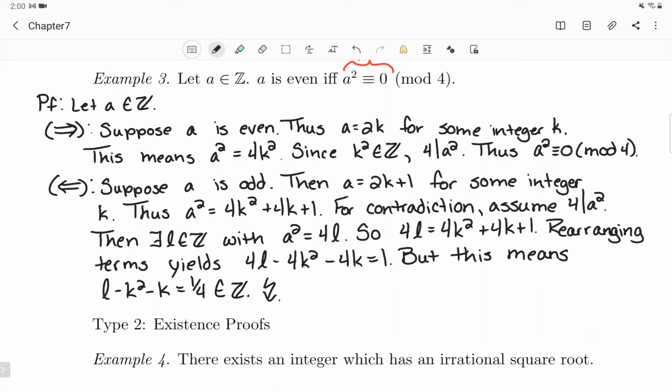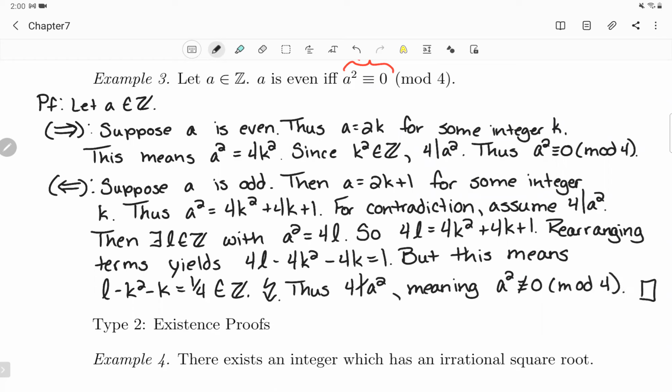All right. So this means there's a contradiction. Thus, 4 does not divide A squared, meaning A squared is not congruent to 0 mod 4. And I'll go ahead and put my box. If I had more space, I probably would add an extra line saying, so by contraposition, if A squared is congruent to 0 mod 4, A is even, but technically we don't need it.